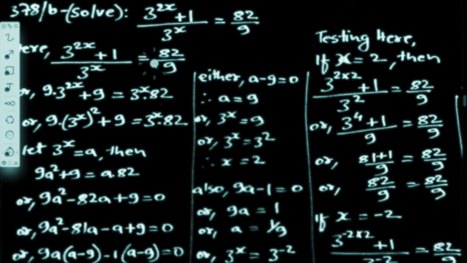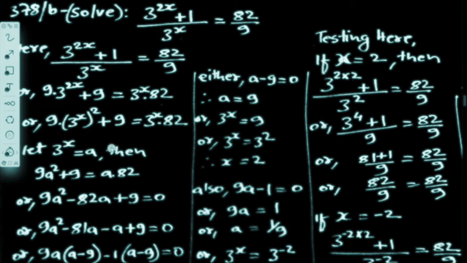Here, 3 power 2x plus 1 by 3 power x equals 82 by 9. Now we should do cross multiplication. The upper one should be multiplied with the lower one, and the lower one with the upper one. Let's see here. 9 into 3 power 2x plus 9 into 1, that is 9, equals 3 power x into 82. Or 9 into 3 power x whole squared plus 9 equals 3 power x into 82.